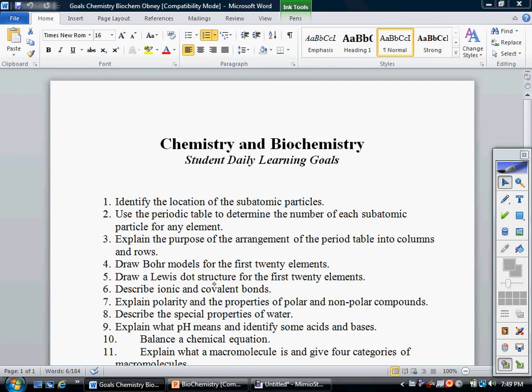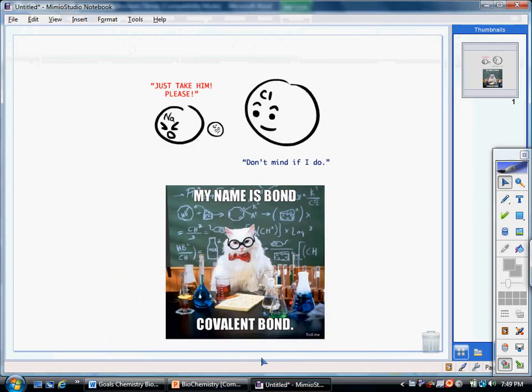Number 6 says that you can describe ionic and covalent bonds. So let's take a look at this. I have two pictures here that I think you'll find somewhat amusing.